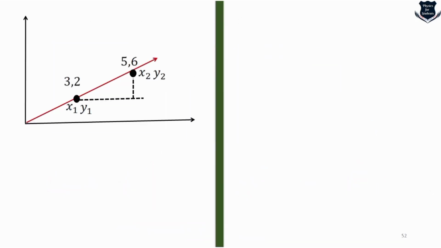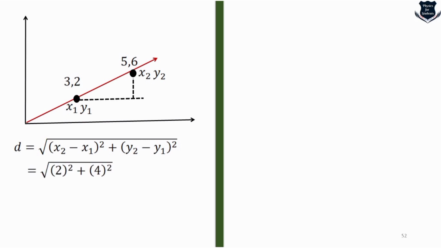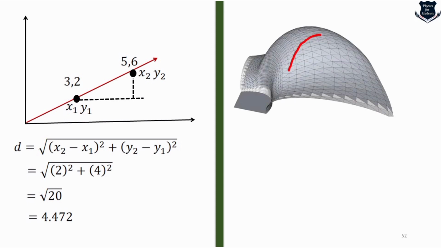We'll find out more. So if we get a surface like this with points 3, 2 and 5, 6, then we can use the good old formula for distance, which gives approximately 4.472. So this is the good old Pythagorean theorem, which we use to calculate distance in Euclidean Cartesian coordinates. Now if you get a surface like this, this will no longer be valid. It won't work on this kind of curved surface.